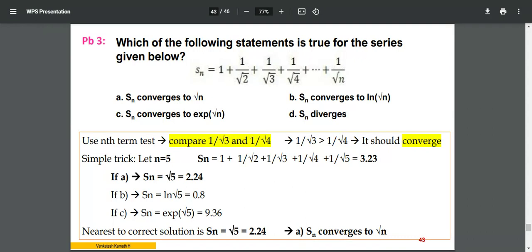3.23, right? Let me say 3.2. You got a 3.4 and 3. Option A, you got 3. Option B, you get 3.4. Now you will be in a dilemma. Which one to choose? One of the easy solutions is to change the value of n and do the calculation.